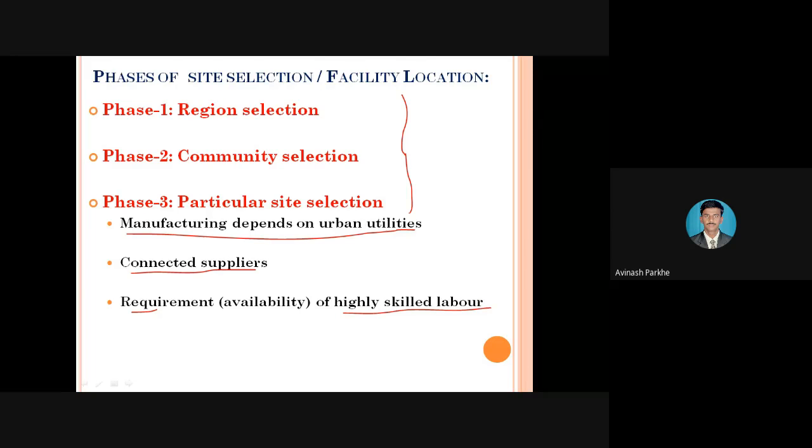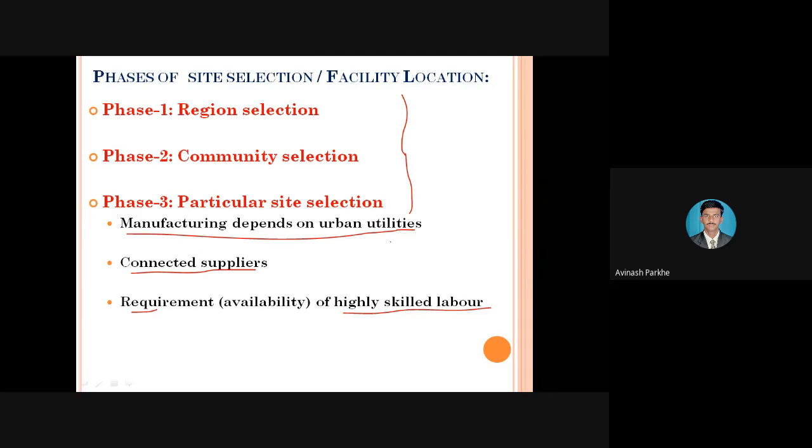Okay, so the first one, phase number 1, is region selection, in which we are considering the market, the climatic condition, and the sources of raw material. Under the second phase, we are considering the community. Community means availability of labor, other service facilities, then community attitude. Factors like that we are considering under phase number 2. And in phase number 3, there are these 3 points.